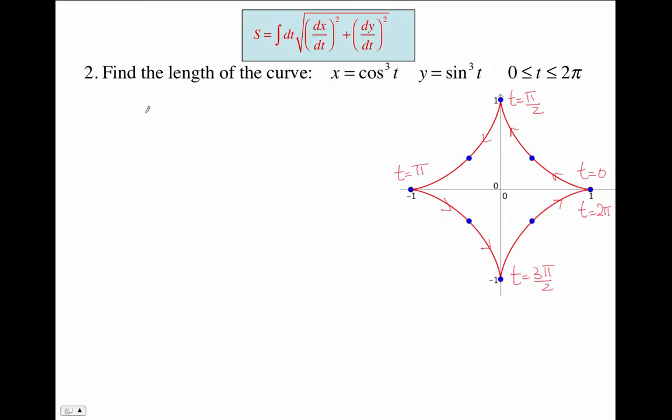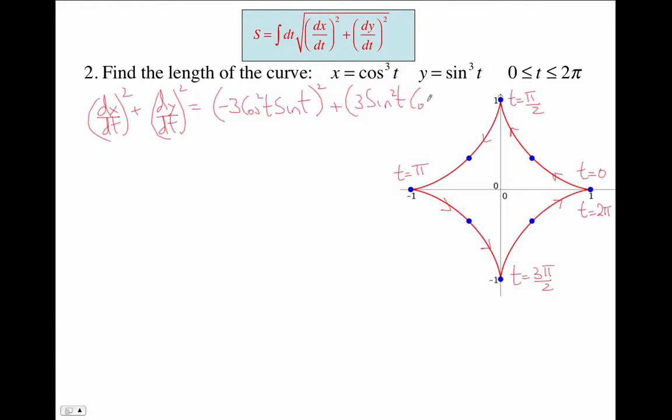Now, what we need to do is, first of all, calculate what's inside the square root sign, which is dx by dt squared plus dy by dt squared. And obviously, when we differentiate x with respect to t, we're going to get 3 cos squared t, and then a minus sine t squared, and then 3 sine squared t cosine of t squared.